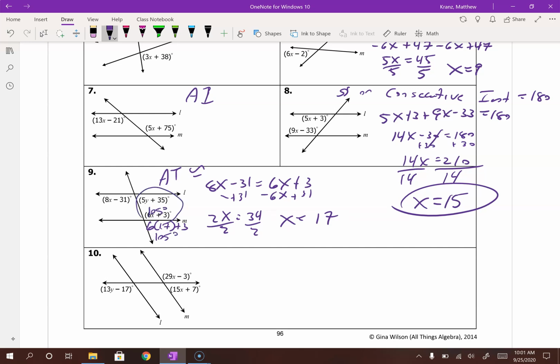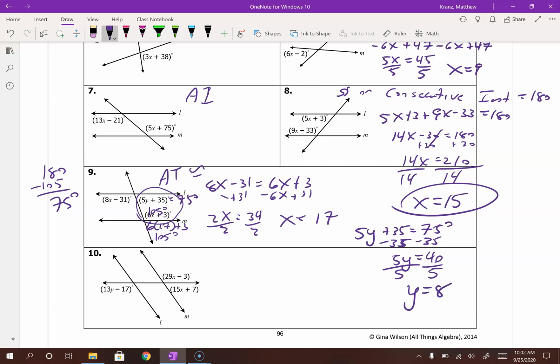Well, I know these are same side interior, so they equal 180. So that means 180 minus 105 gets me 75. So this has to equal 75 degrees. So I can do 5y plus 35 equals 75 degrees. When I minus 35, I get 5y equals 40, and I divide by 5, so y is equal to 8. And those are your two answers for there. And then number 10 we will handle in class.